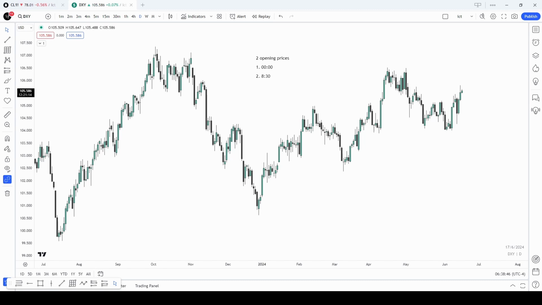So, there are two opening prices we need to be aware of, at least intraday wise. One of them is midnight New York time. Now remember, these are all New York time. Midnight and 8:30. These two opening prices we use as overbought or oversold conditions. As ICT traders, these are basically our indicators. We don't have indicators on the chart, but midnight and 8:30 are both used for oversold and overbought, and we use them both differently in different contexts. So let's start by going over midnight New York.